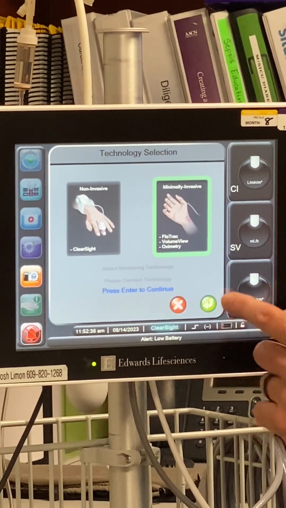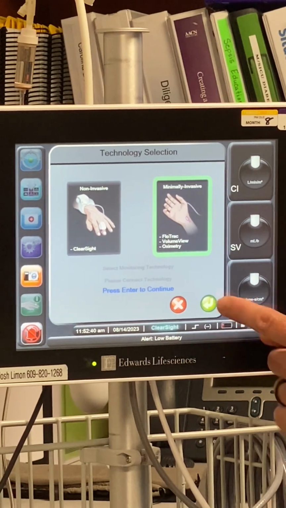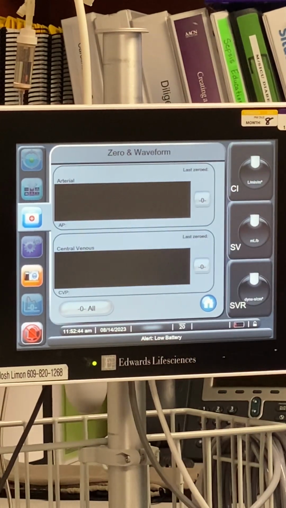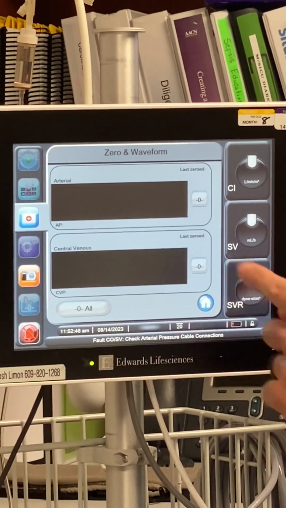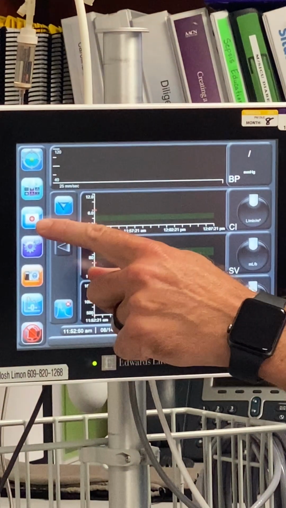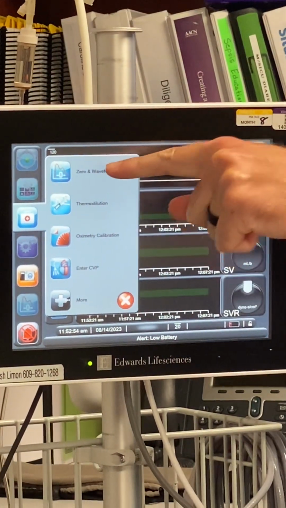So see how this button just lit up? It wasn't lighting up before because I did have some cables that were disconnected. It now will allow me to change it. Like I said, this is your 0 and waveform screen for the FlowTrack. If this disappears by any means, you have the nursing bag right here. Just go to your nursing bag, and you have 0 and waveform right there.